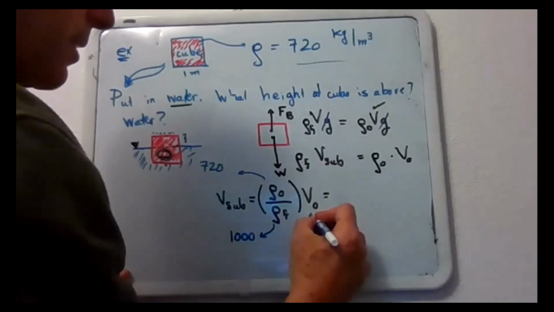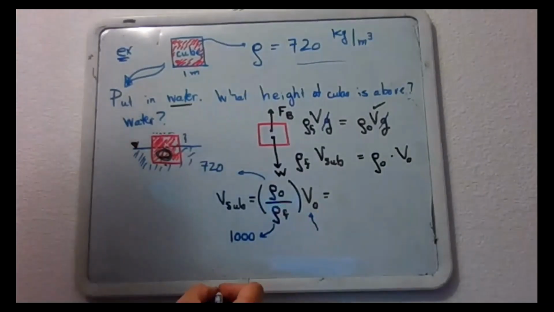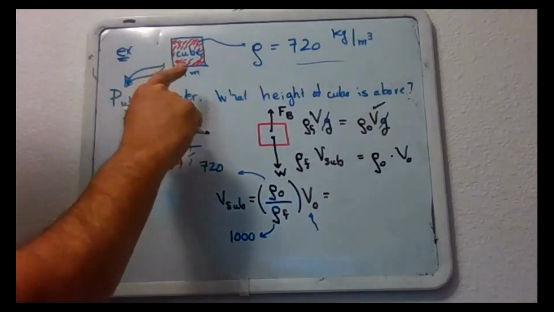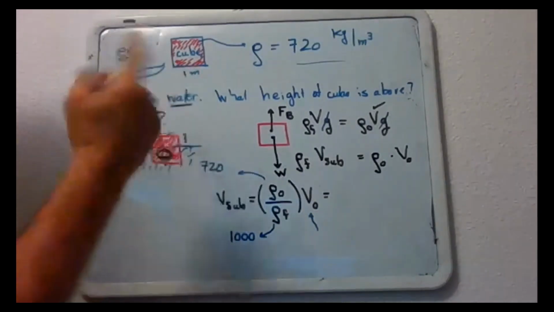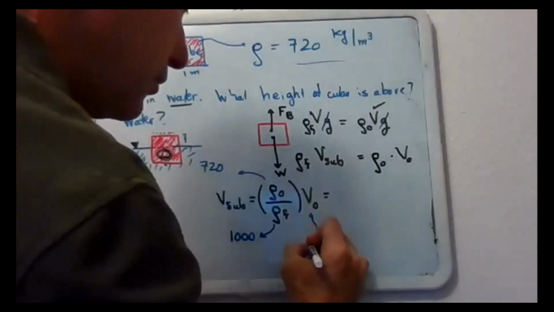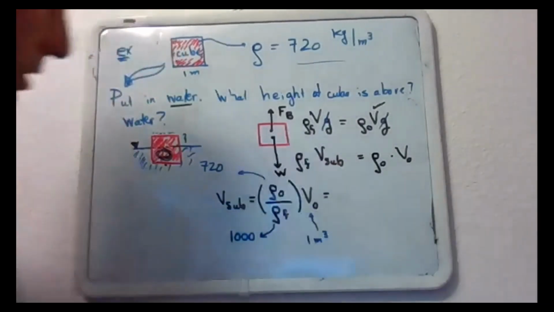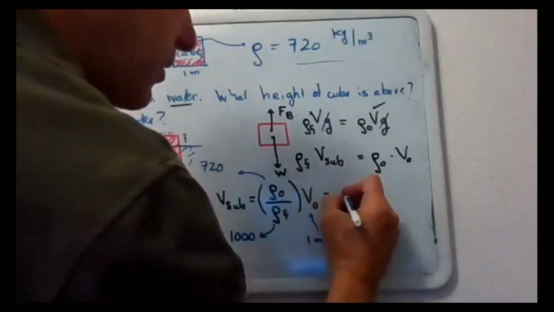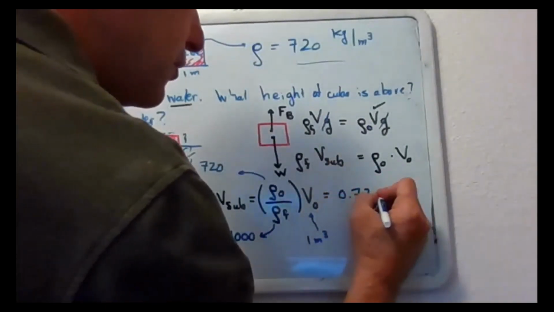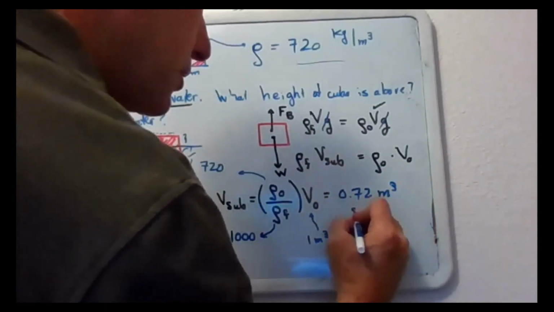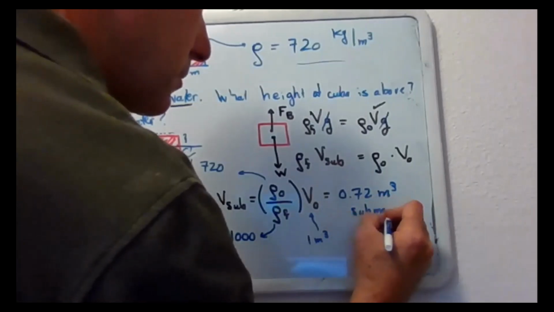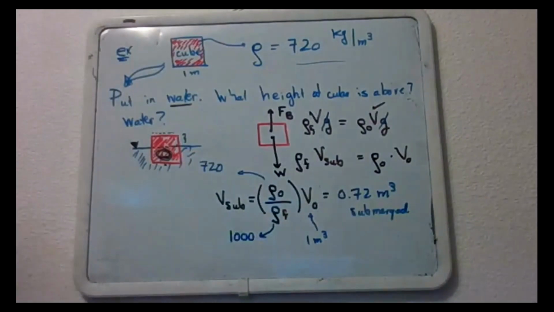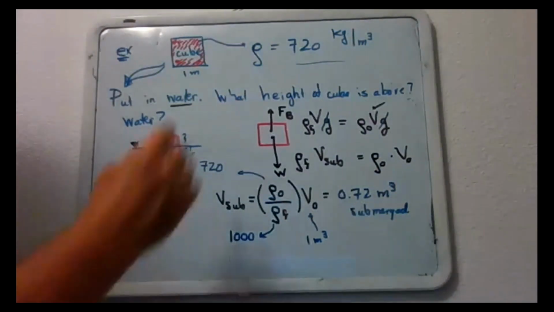That was a cube. And a cube's volume you get by just taking the side and cubing it. So the volume is 1 meter cubed. So the math is pretty easy. 720 divided by 1,000 times 1, and I get 0.72 meters cubed submerged. Okay. And the math worked out very easy in this case. Let's go ahead and finish it off.